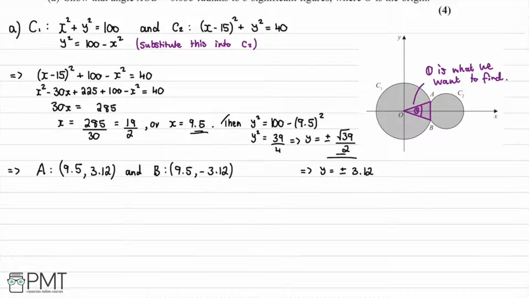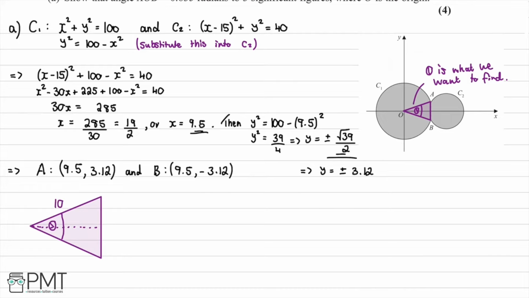So we need to have a think, what do we have just now? We have a triangle, which is as follows. This is our angle theta in here, and we know that this is split across the origin here. And then we have that this here is going to be the radius, and we know of C1, that is going to be equal to the square root of 100, which is 10.